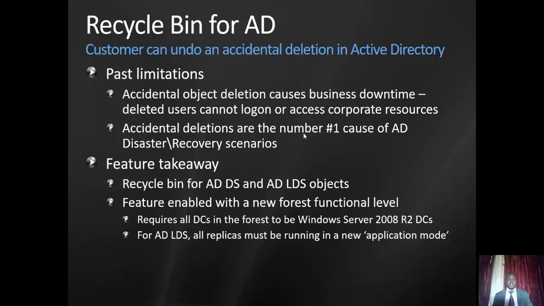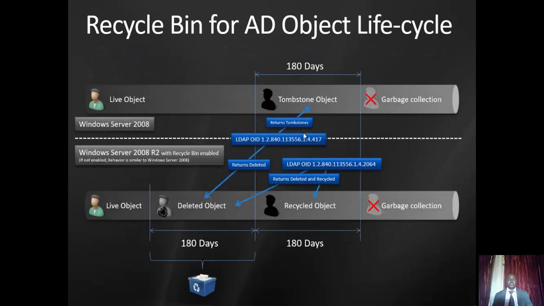And the feature takeaway is the recycle bin for Active Directory and Active Directory LDS and DS objects. The feature is enabled with a new forest functional level. It requires all DCs in the forest to be Windows Server 2008 Release 2. For Active Directory LDS, all replicas must be running in the new application mode. Recycle bin for Active Directory object life cycle.